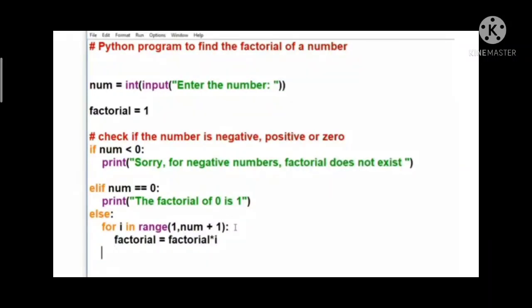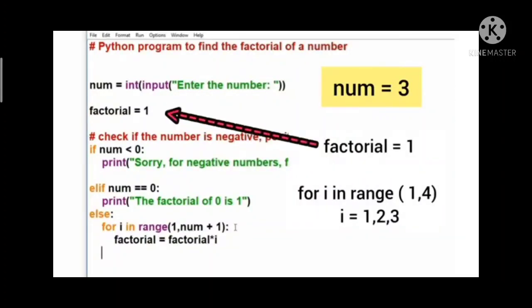Let's see how the for loop works. Suppose input number is 3. Then, we want to find the factorial of 3. Here, the initial value of factorial equals 1. And the for loop ranges from 1 to 4. Then, the possible values of I are 1, 2 and 3.